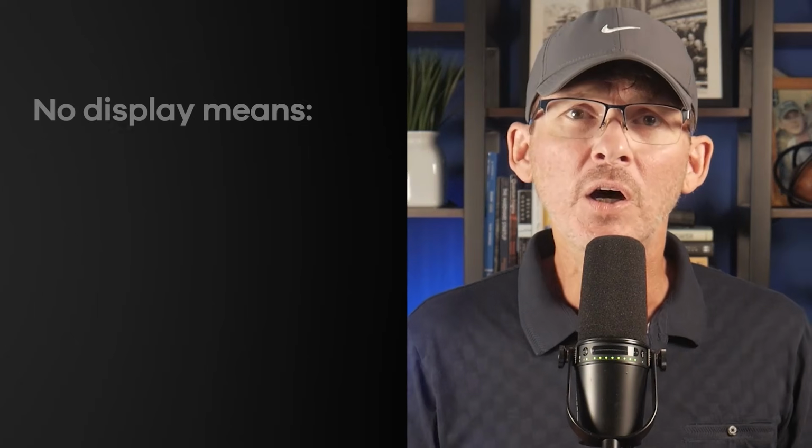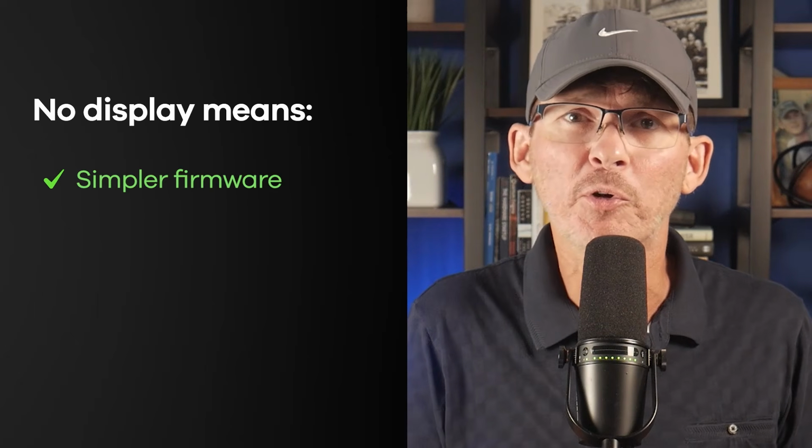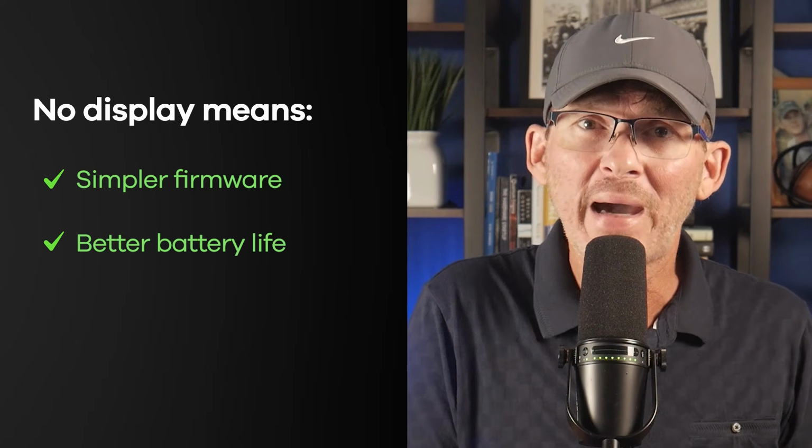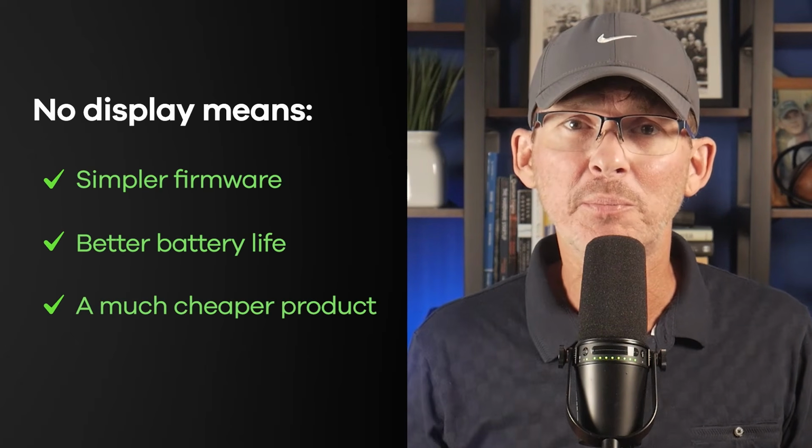If your product is intended to be paired with a smartphone anyway, you can often skip the display entirely and just use Bluetooth Low Energy to connect with a mobile app. That app becomes your product's user interface. This won't work for every product, but it's an option worth considering, especially early in development. No display sometimes can mean simpler firmware, definitely better battery life, and a much cheaper product.